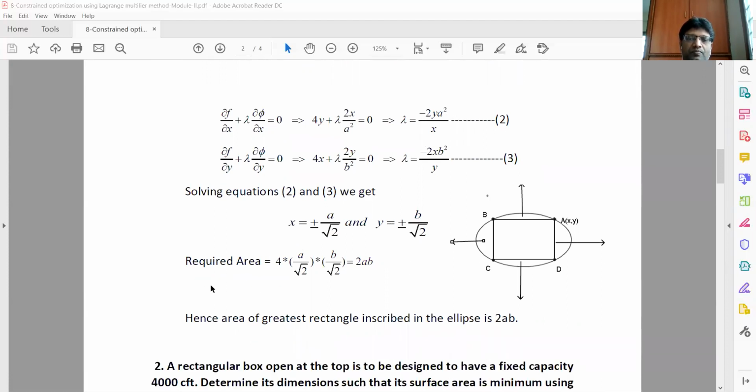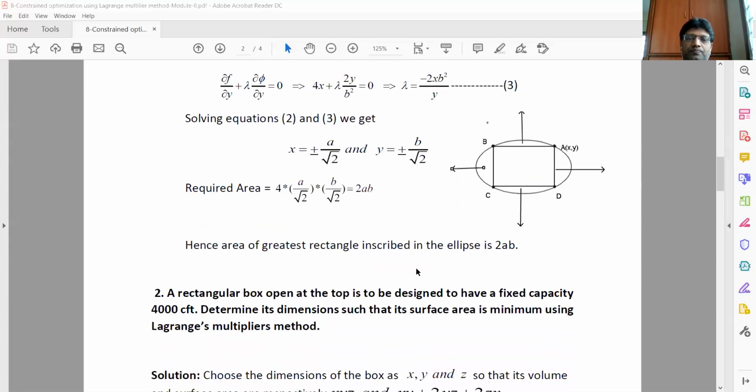Therefore, the required area is as follows. Whether you take x as a by root 2 or minus, and y as b by root 2 or minus, ultimately we are calculating area, which is positive. Therefore, area is 4xy. With x as a by root 2 and y as b by root 2, this is 4ab by 2, which is 2ab. Hence the greatest rectangle that you can inscribe in this ellipse has area 2ab.